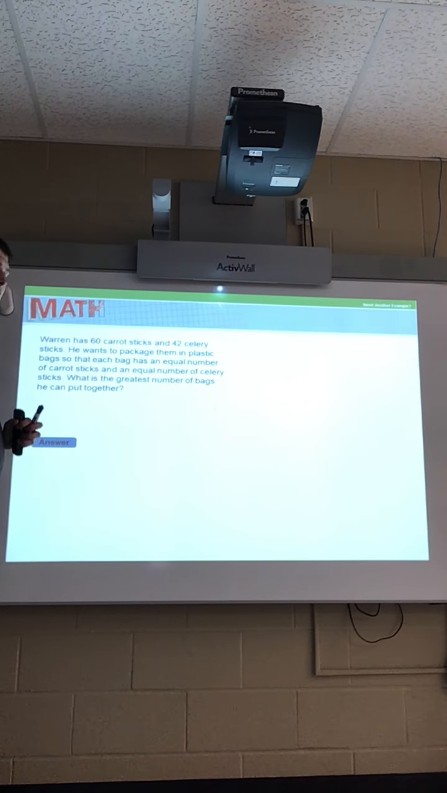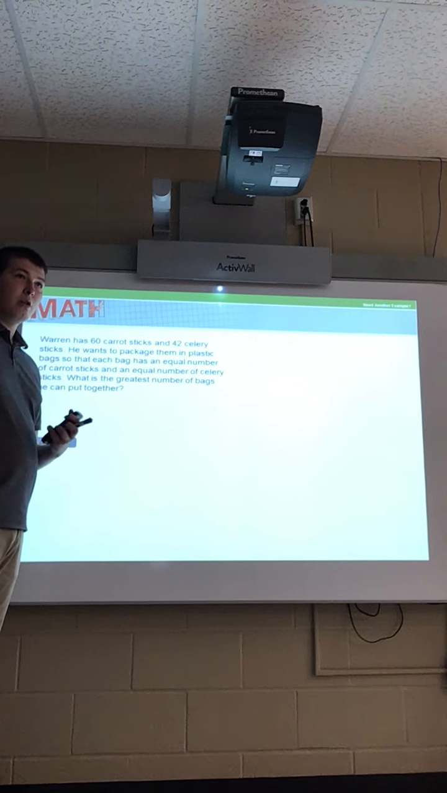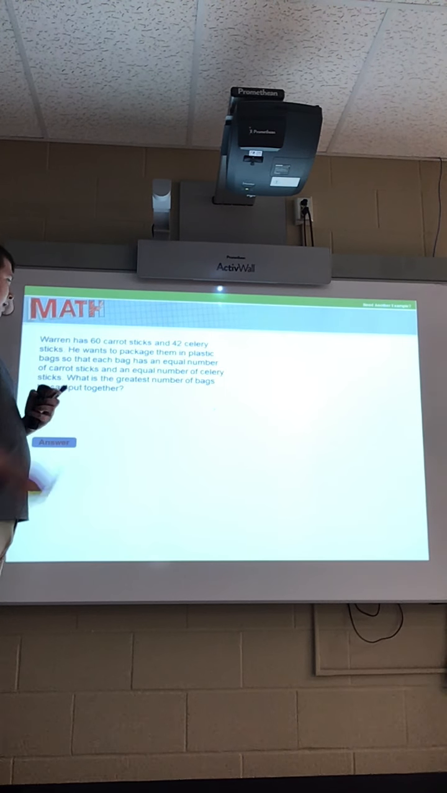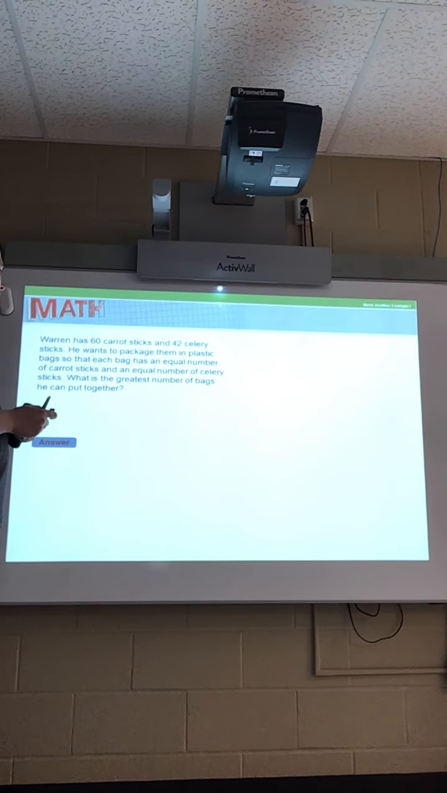Okay, so try this one on your own. Warren has 60 carrot sticks and 42 celery sticks. He wants to package them in plastic bags so that each bag has an equal number of carrot sticks and an equal number of celery sticks. What is the greatest number of bags he can put together? So your hint, greatest number, you're going to do greatest common factor. So you want to find all the factors of 60 and 42.